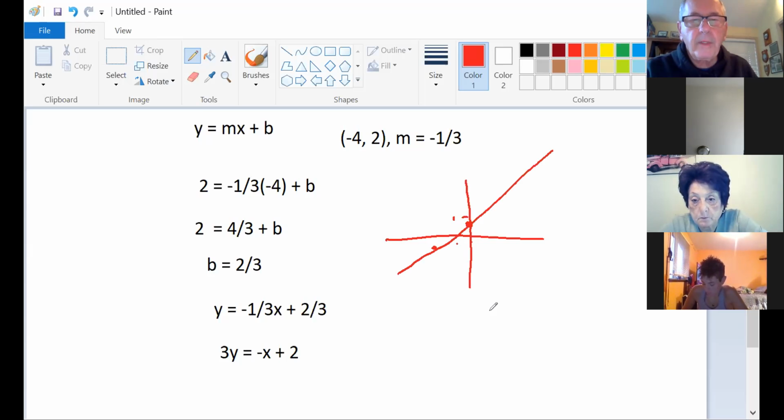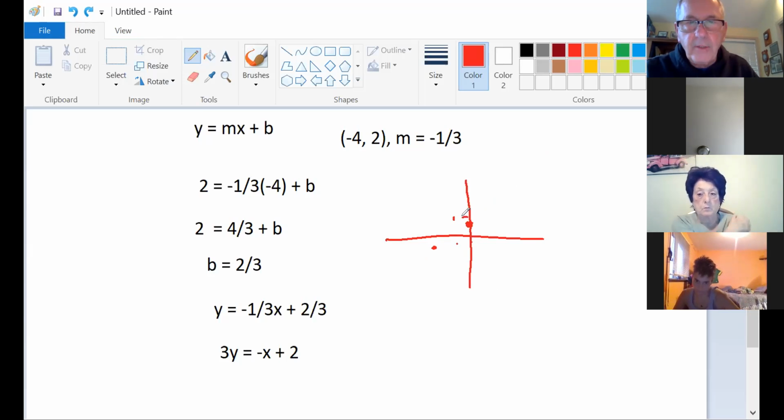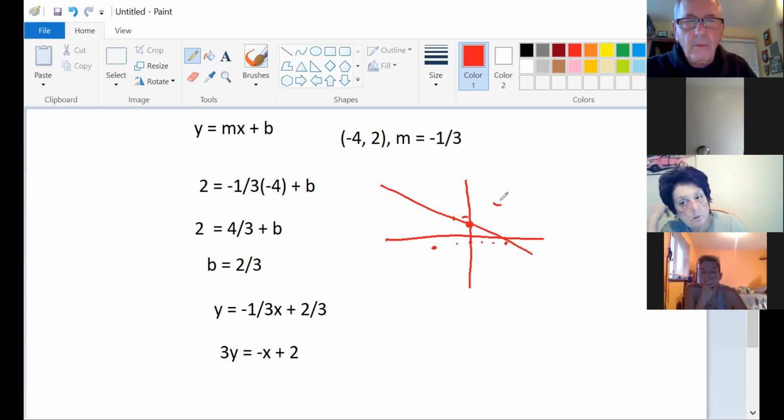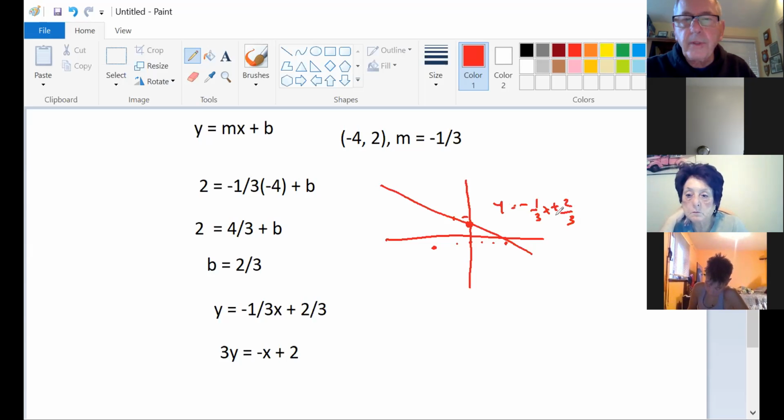Oh, wait a minute, backwards. Let me see if I can get rid of that. Okay. Wrong way. It's negative, so it's this way. So it's down, because it's negative. So down 1 and over 3. Don't make a mistake that I almost made. It looks like this. So this is y is equal to negative 1/3 x plus 2/3. That's what this line is.